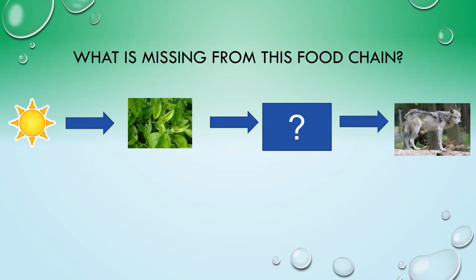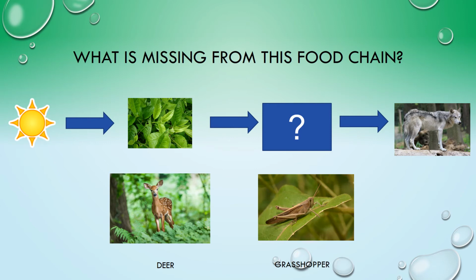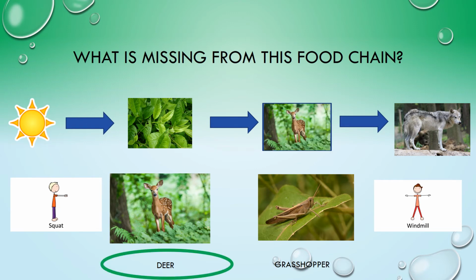What is missing from this food chain? We have the sun, we have plants, we have something that's missing, and we have a coyote. Do you think the missing part is a deer or a grasshopper? If you think it's a deer, I'd like for you to do squats. If you think it's a grasshopper, I'd like for you to do windmills. Ready? Begin. And stop. The answer is a deer. Both deers and grasshoppers enjoy plants, but the coyote will prey on the deer and not the grasshopper.